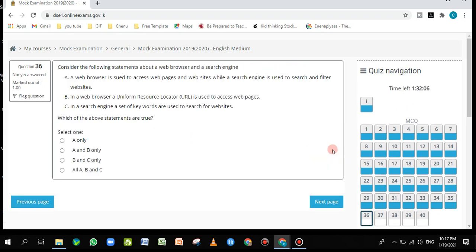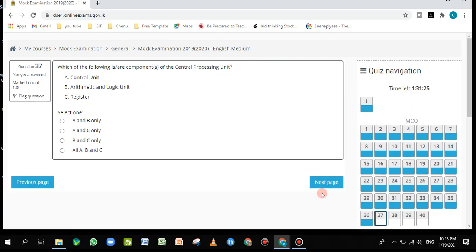Consider the following statements about a web browser and a search engine. A web browser is used to access web pages and websites, while a search engine is used to search and filter websites. Then the second one: in a web browser, a uniform resource locator is used to access a web page. That is true. In a search engine, a set of keywords is used to search for websites. That is also true. So now here I am selecting three, all A, B and C. Now we'll go to the next one.